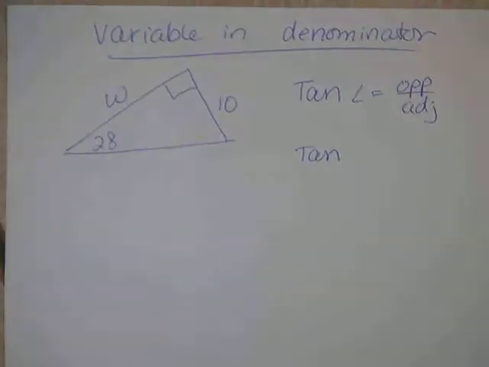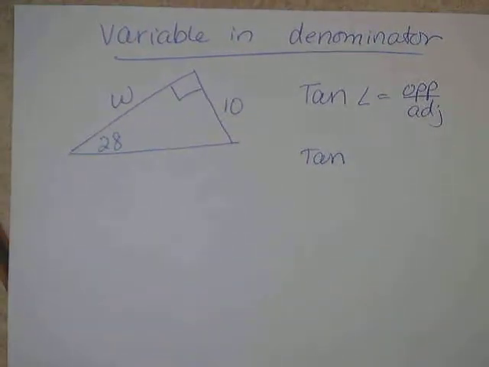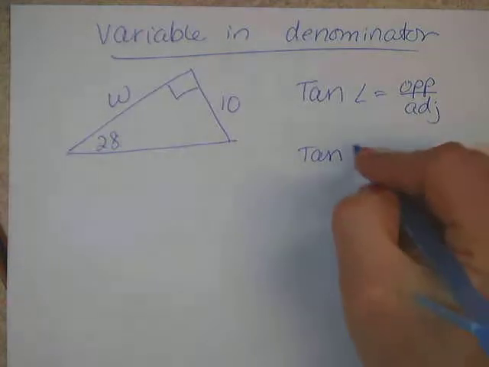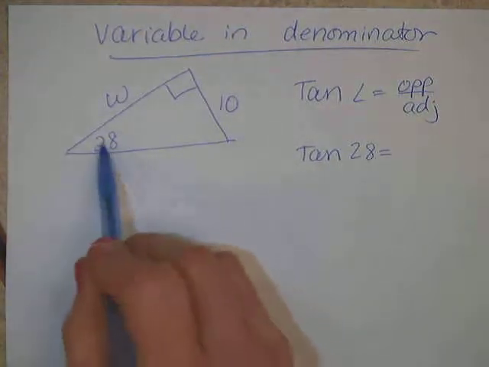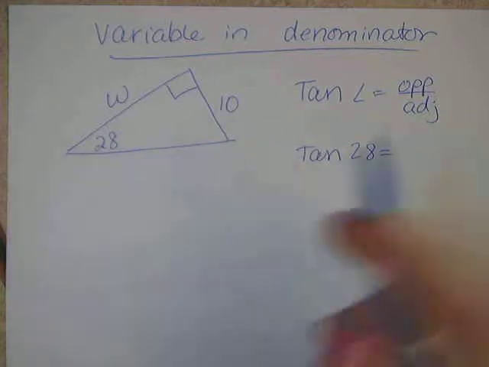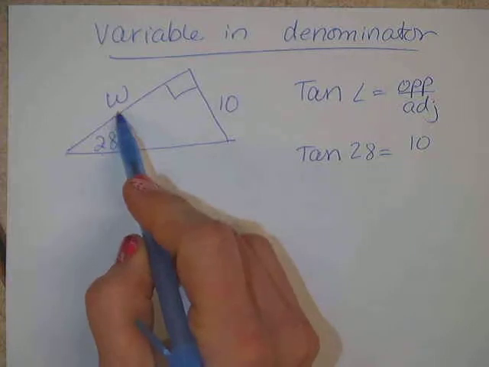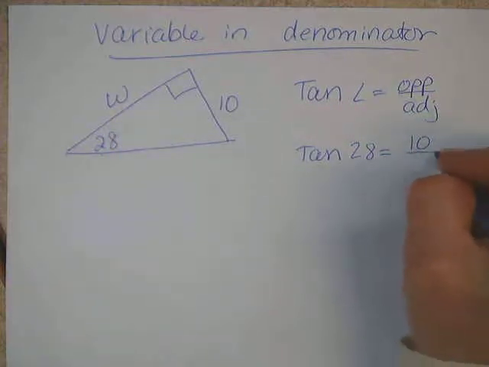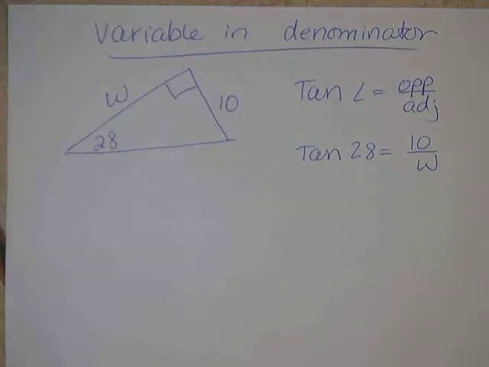So, the tangent of my angle, which is 28. Since I'm dealing with this one, what is the opposite? 10. And the adjacent would be W. Okay. You do not multiply both sides by 10. That's not going to improve your situation. Okay. We don't do a lot of this in algebra where you have a variable in the denominator.